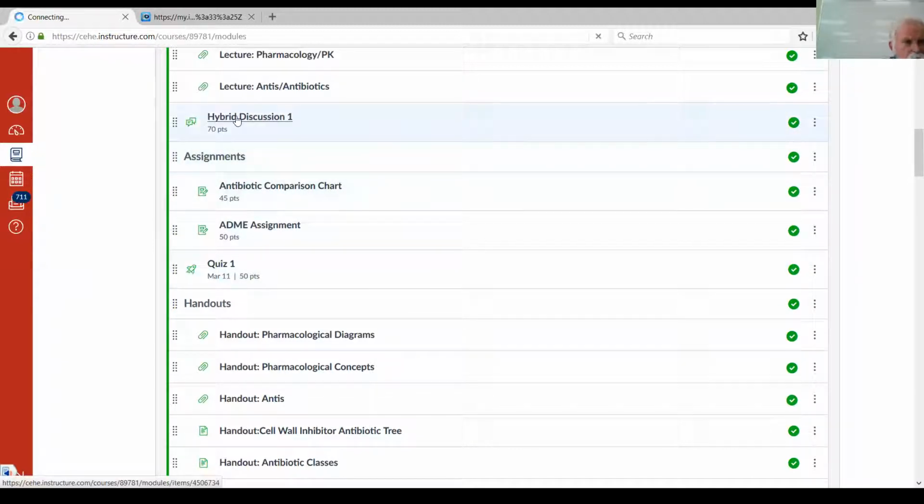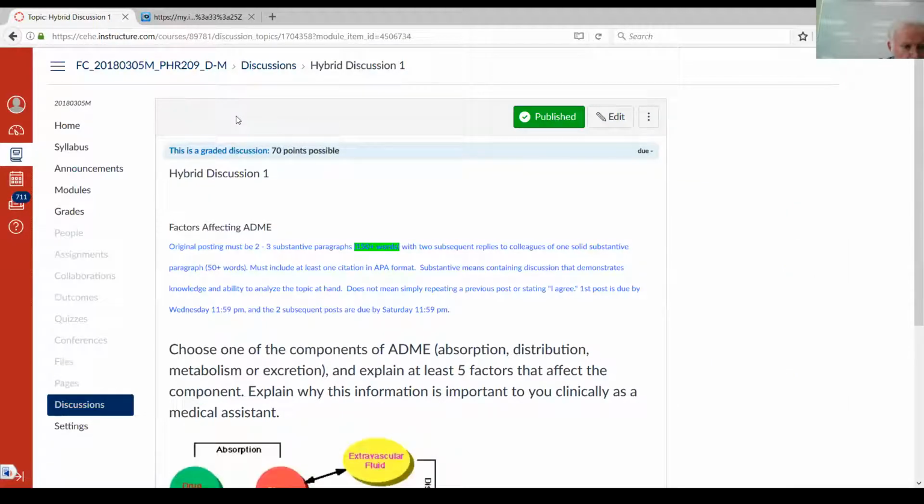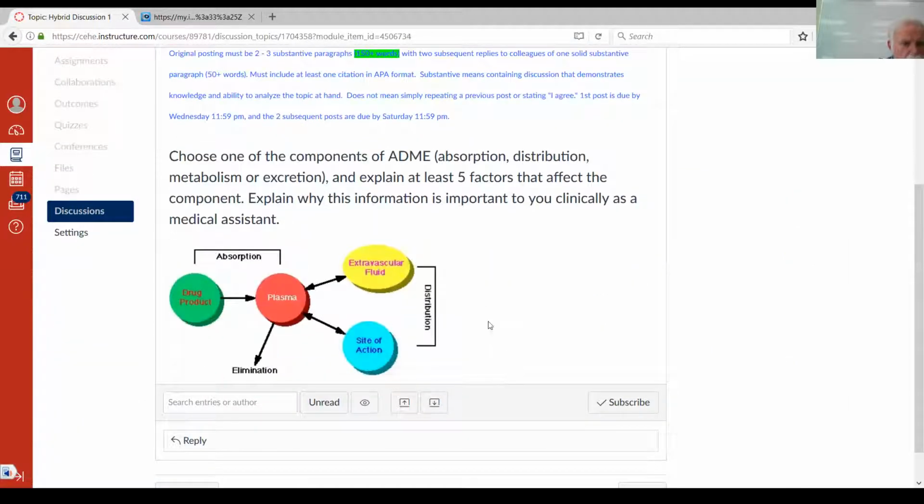This week's discussion is for you to choose one of the components of pharmacokinetics: absorption, distribution, metabolism, or excretion, and explain at least 5 factors that affect that component.